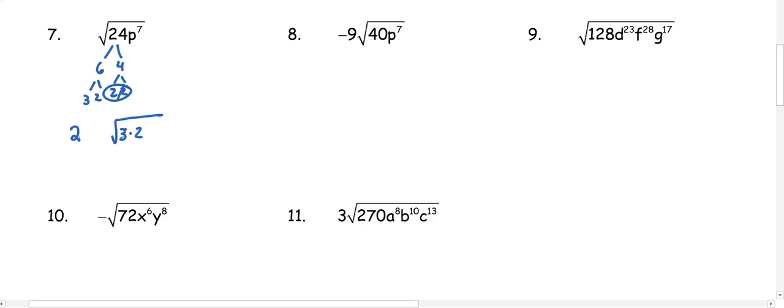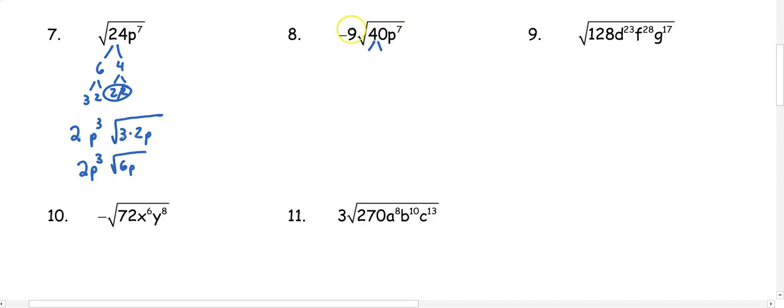P to the 7th is odd, so 1p is stuck under the radical. And we subtract 1 from 7, we get 6. Divide by 2 gets us p to the 3rd. So when we simplify this, we get 2p to the 3rd, root 6p.